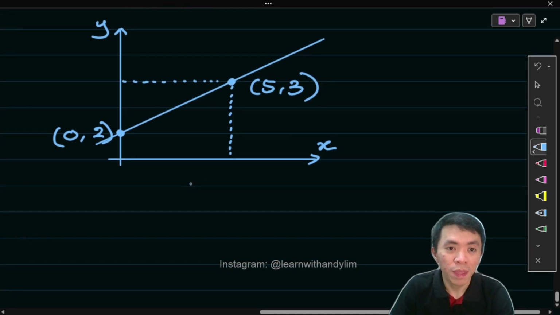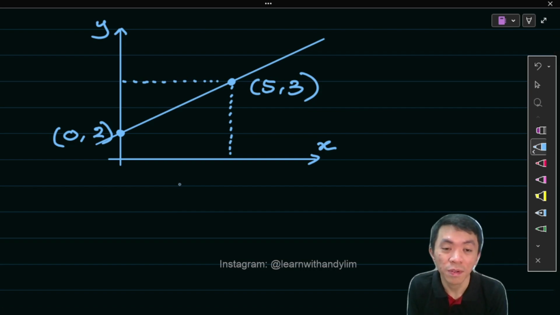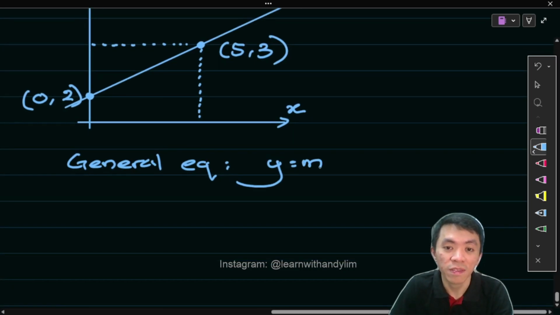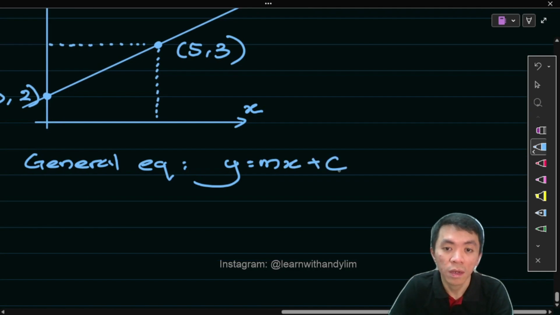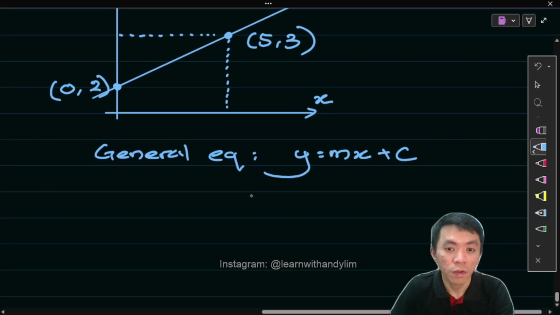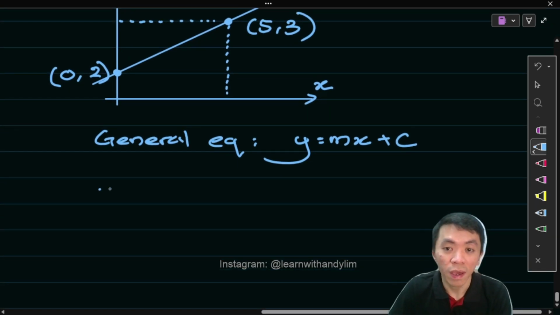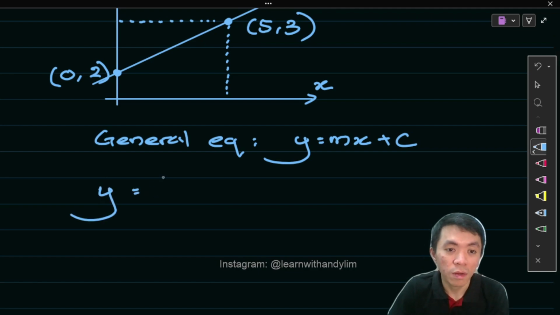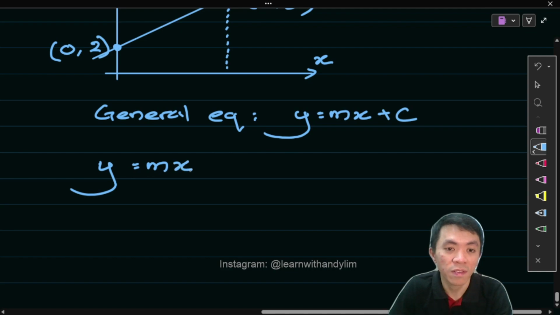Let me move on. Have you ever wondered how we describe this straight line to another person? There is a general equation to describe a straight line. The general equation for a straight line is given by y equal to mx plus c. You might be wondering, what is my m? What is my x? What is my c? Let me just write it down here. y equal to mx plus c.